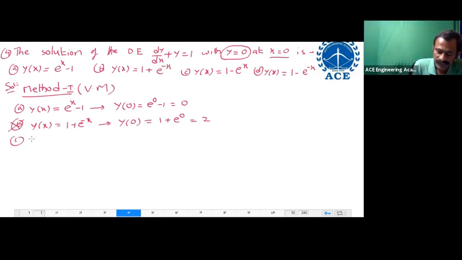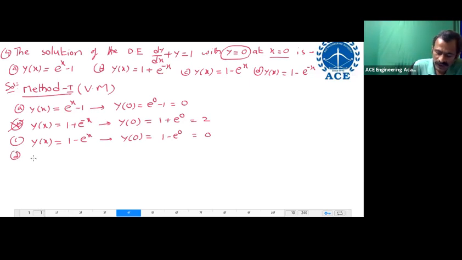Option C, y of x equal to 1 minus e power x. From this, y of 0 equal to 1 minus e power 0, 1 minus 1, 0. The third option is also satisfied. The first option was satisfied, the third option is satisfied. So we cannot choose the answer.